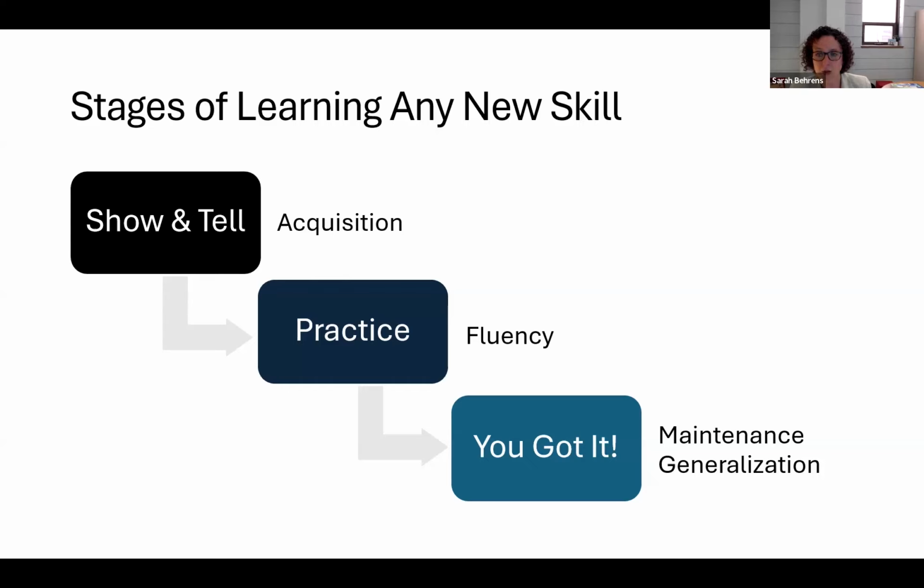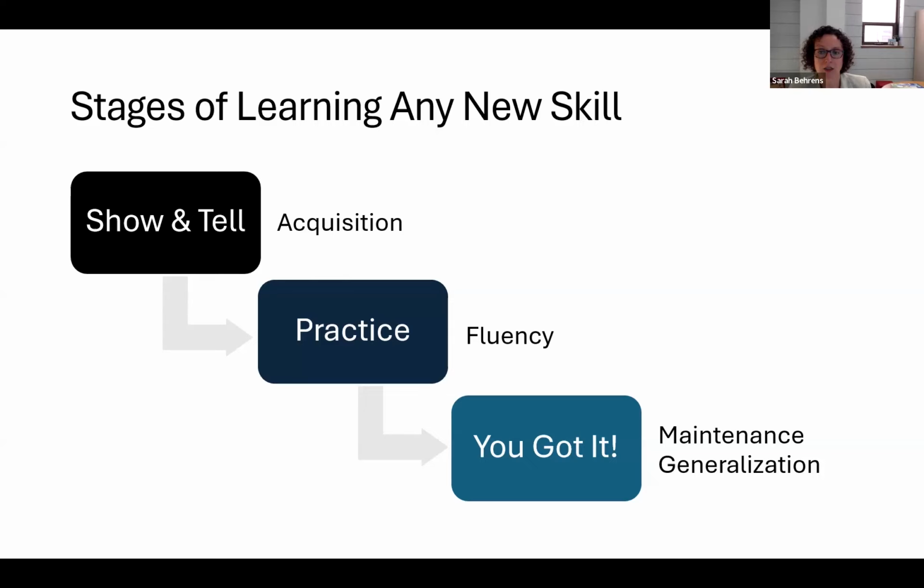And it starts with that show and tell. This is that early acquisition stage when children need a skill explained and demonstrated to them. So they need to be shown how to do that. And then they're going to practice. They're going to practice a lot. And for every kid, this may look different. For some kids, they might pick it up really, really quick. For other kids, it may take months of lots and lots of practice. It is going to vary.